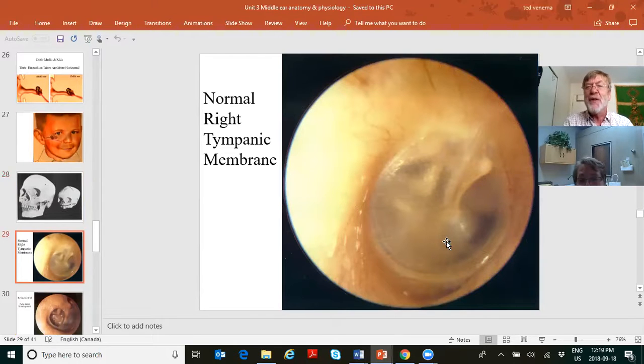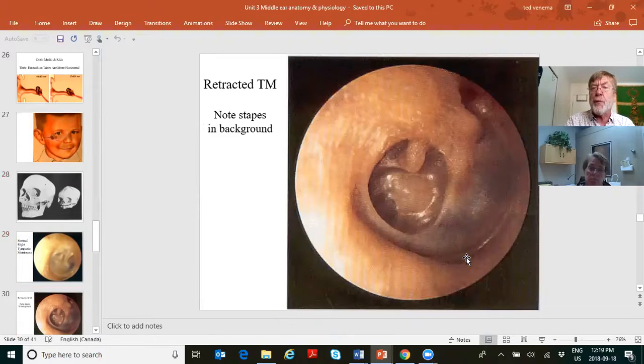Okay, good. And here's actually one of the crura of the stapes. And here's your cone of light at 5 o'clock. So you know you're looking into the right ear because the reflection is at 5 o'clock off of your otoscope.